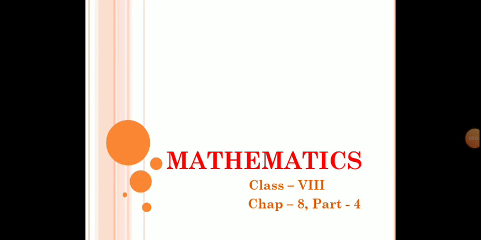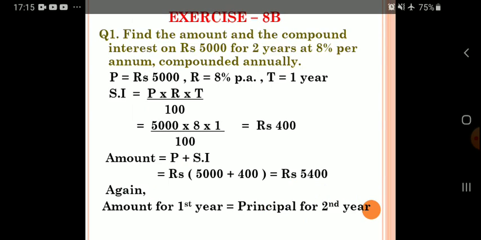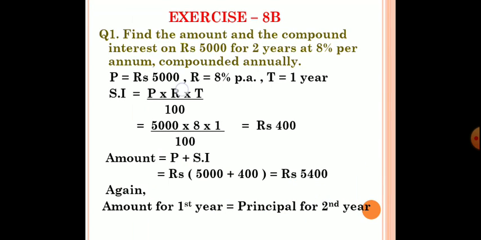This is the fourth part of chapter 8, simple interest and compound interest, and in this part we are going to solve exercise 8b. So the question number 1: find the amount and the compound interest of rupees 5000 for 2 years at 8% per annum compounded annually. In this exercise we are going to apply the long method to find the compound interest, that is by the simple interest formula. So let us see how to solve it.